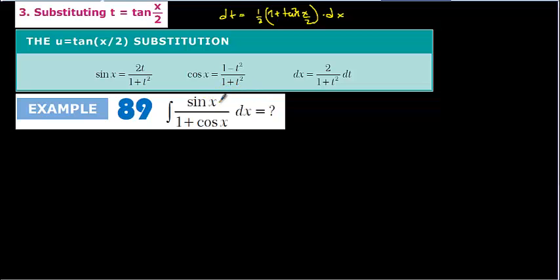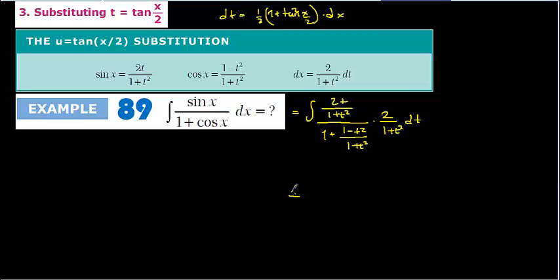Okay, then the integral of sine x over 1 plus cosine x. For these forms we use trigonometric conversion formulas, for the simple functions like sine x and cosine x, written with division and subtraction like this together. Then it's going to be equal to the integral of sine x, which is 2t over 1 plus t squared, over 1 plus cosine x, where cosine x is 1 minus t squared over 1 plus t squared, times dx, which is 2 over 1 plus t squared dt.